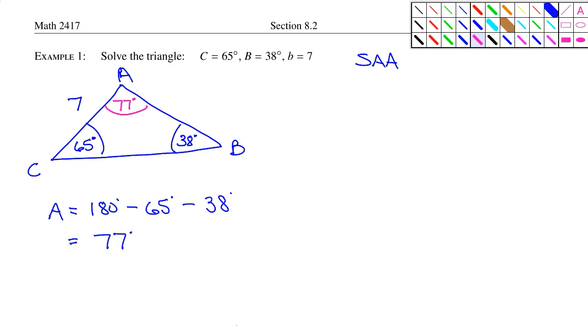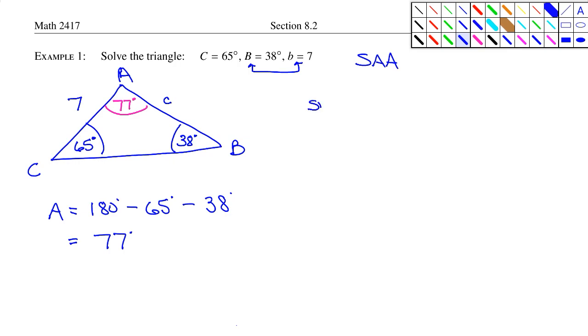So I'll mark that. I'll sort of denote derived information in a different color. Next, let's go for little c. Little c is opposite of the 65-degree angle, and we always want to use a pair of information that was given to us if possible. The pair of information that was given to us in the original problem is the B pair. So we know the angle B and the side B. So I'm going to use that to start with.